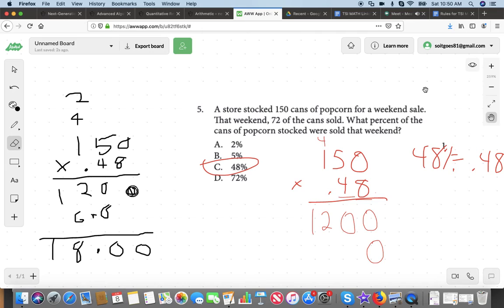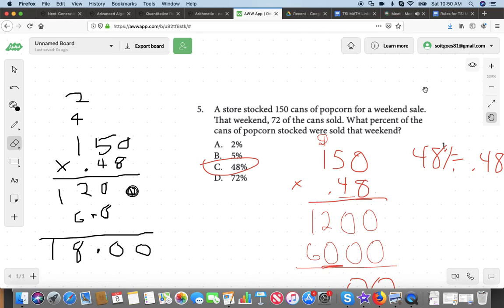4 times 0 is 0. 4 times 5 is 20. So 0, and that becomes a 2 up there. 4 times 1 is 4, plus 2 is 6. So I think you didn't add a 0 somewhere in like this spot. That's the one you missed, right? I see where I went wrong.